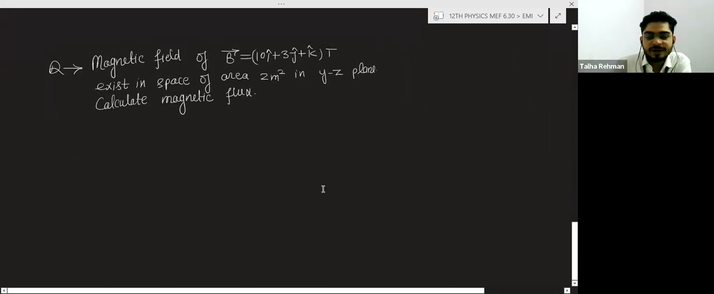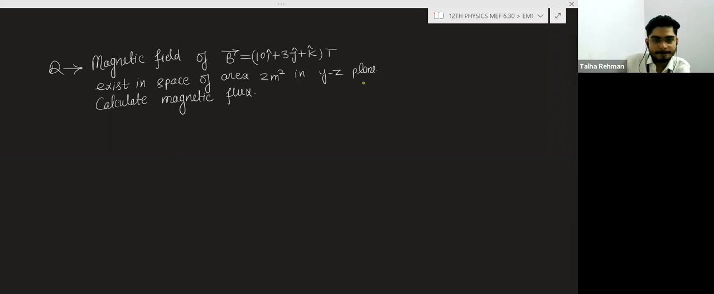So here the magnetic field is given in vector form, 10i, and it exists in some space of area 2 meter square in the YZ plane. Calculate the magnetic flux.